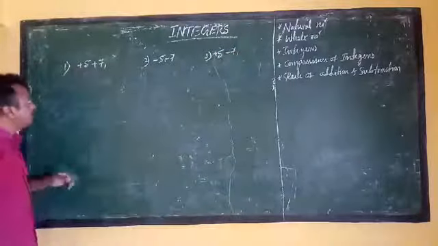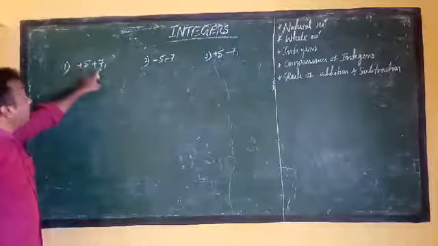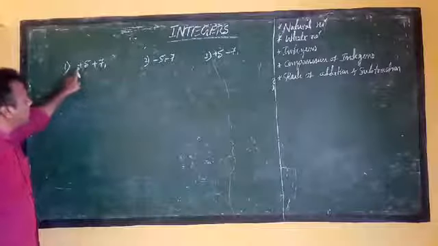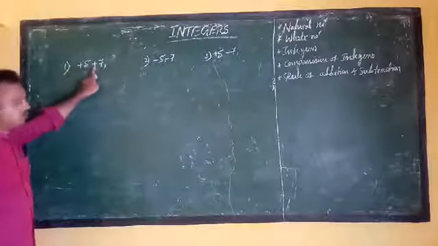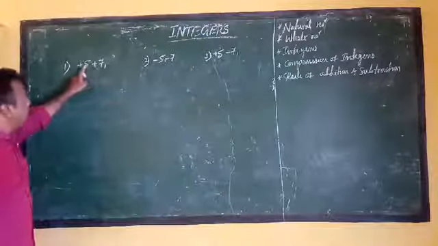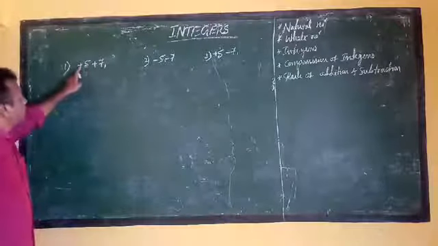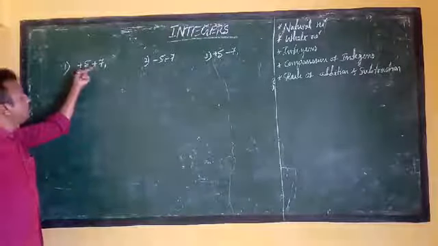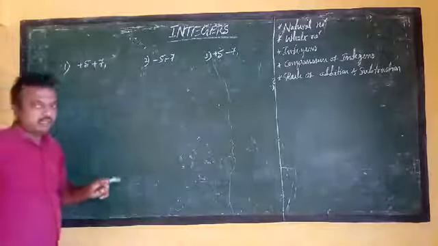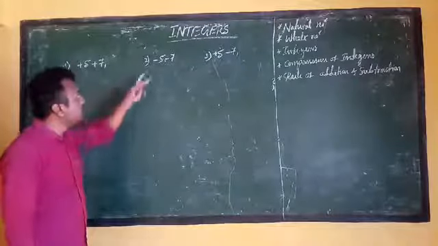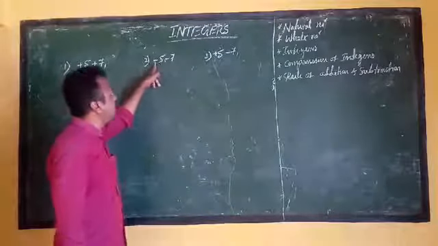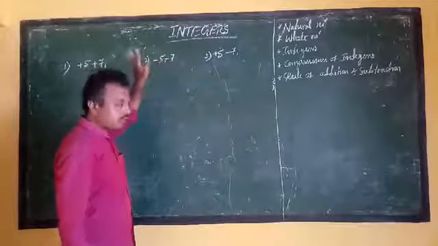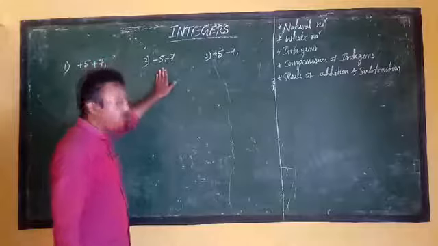Okay. See students, first of all, plus 5 and plus 7 is there. 5 has a positive sign, and 7 also has a positive sign. Therefore, these two numbers have the same sign. Correct? In the second example, here also 5 has a negative sign, and 7 also has a negative sign. Therefore, these two numbers have the same sign. Here also same sign.